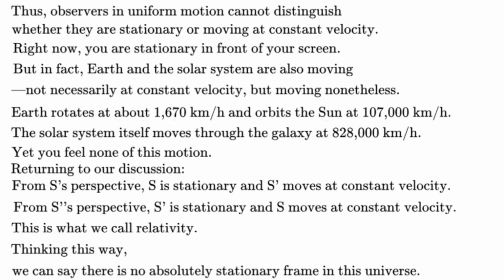Thus, observers in uniform motion cannot distinguish whether they are stationary or moving at constant velocity. Right now, you are stationary in front of your screen, but in fact, Earth and the solar system are also moving, not necessarily at constant velocity, but moving nonetheless. Earth rotates at about 1,670 kilometers per hour and orbits the Sun at 107,000 kilometers per hour. The solar system itself moves through the galaxy at 828,000 kilometers per hour, yet you feel none of this motion.